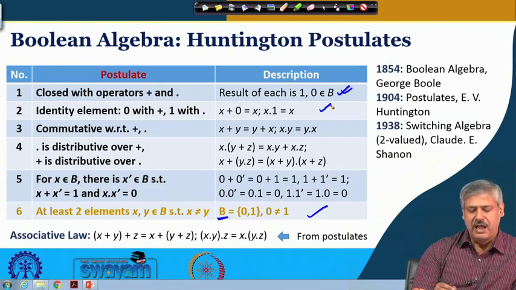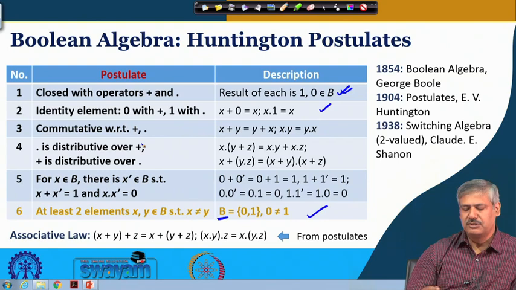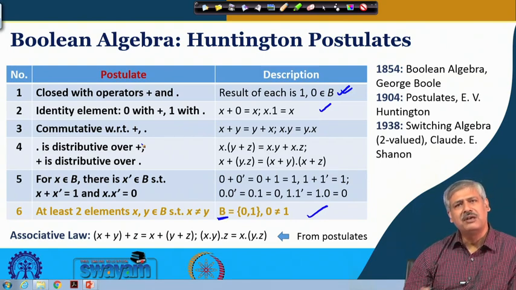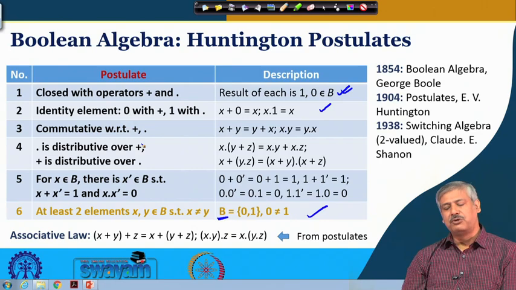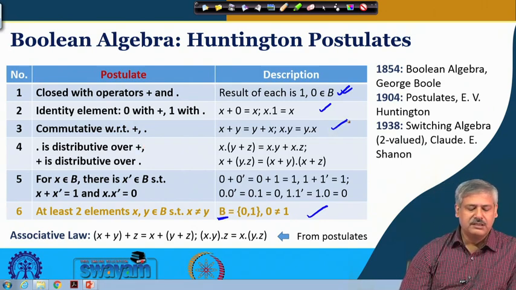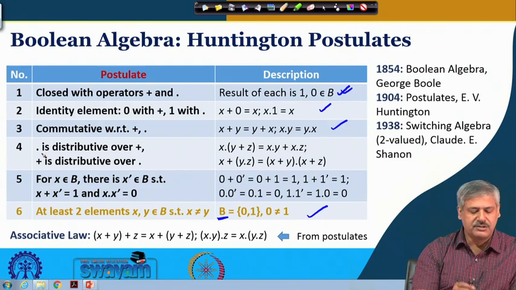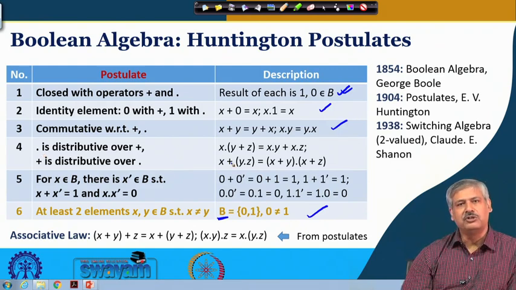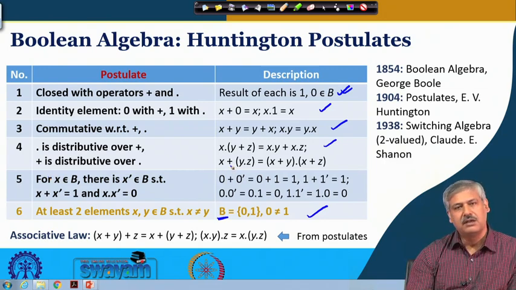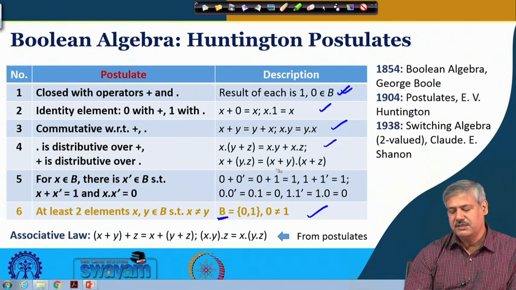Commutative with respect to AND and OR operations. That is x plus y is equal to y plus x, and x y is equal to y x. We have already seen this in the basic logic gate operation through the truth table. AND is distributive over plus, that is x ANDed with y plus z is x y plus x z, x and y or x dot z. All of these can be verified from the truth table, and OR is also distributive over AND. So that means x or y z is x or y and x or z.